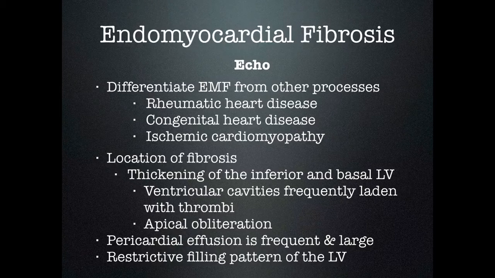Echo is very useful in that it helps you differentiate EMF, which has no therapy, from other processes which may have therapy, such as rheumatic heart disease, congenital heart disease, and ischemic cardiomyopathy. Ultrasound can also help you locate the fibrosis, thus making the diagnosis. Typically, you see thickening of the inferior and basal LV segments, and the ventricles often are laden with thrombi. Again, you will probably see apical obliteration from these thrombi, which helps you make the diagnosis of endomyocardial fibrosis.